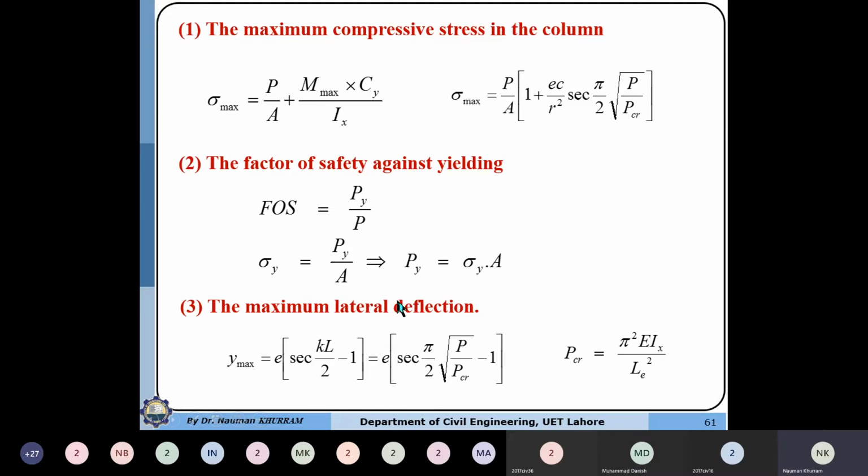And then the last one is that you have to determine the maximum lateral deflection. So maximum lateral deflection can be determined by this formula. So in this formula, this will be P critical. So P critical will be about the x-axis, because the column is going to bend about the x-axis.